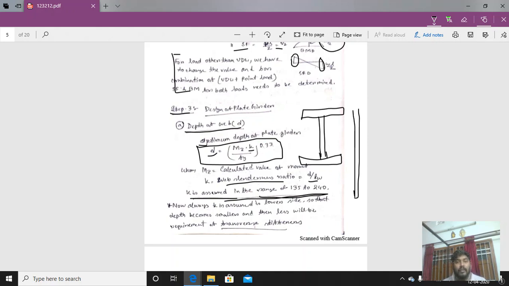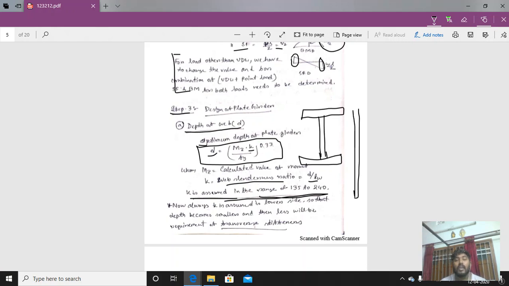If we get a standard value of the depth, then the requirement for transverse stiffeners will be less, because the transverse stiffeners are used to resist the shear buckling. So less will be the requirement of the transverse stiffeners.